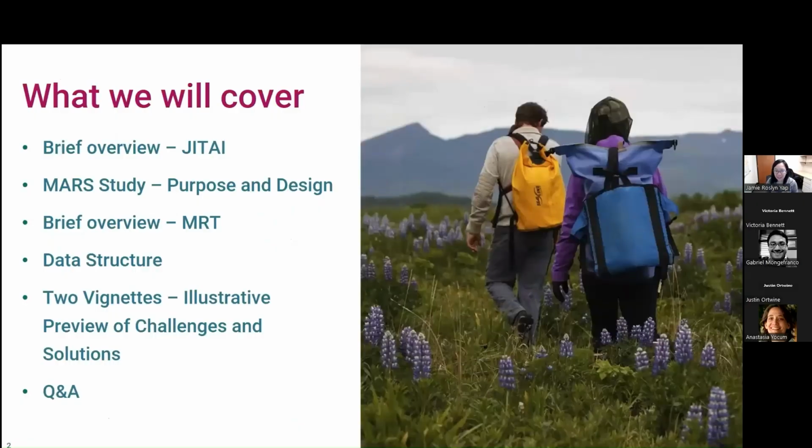So what will we cover today? A couple of things. Let me first provide the conceptual foundations. One, I'll talk about a brief overview of what a just-in-time adaptive intervention is. I'll also talk about the MARS study, what the purpose is, what the design is. I'll give a brief overview of what a micro-randomized trial is. I'll also talk about data structures, and I'll give 2 vignettes, which are an illustrative preview of challenges and solutions that we've encountered as we've curated data from the study. And we'll leave time for Q&A in the end.